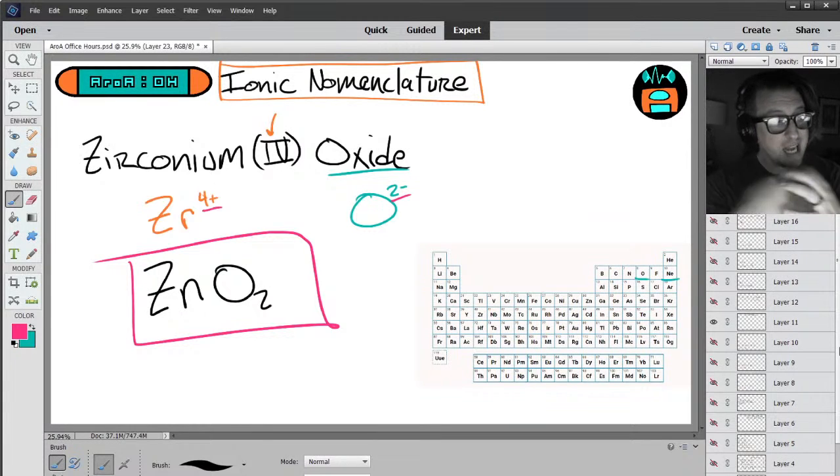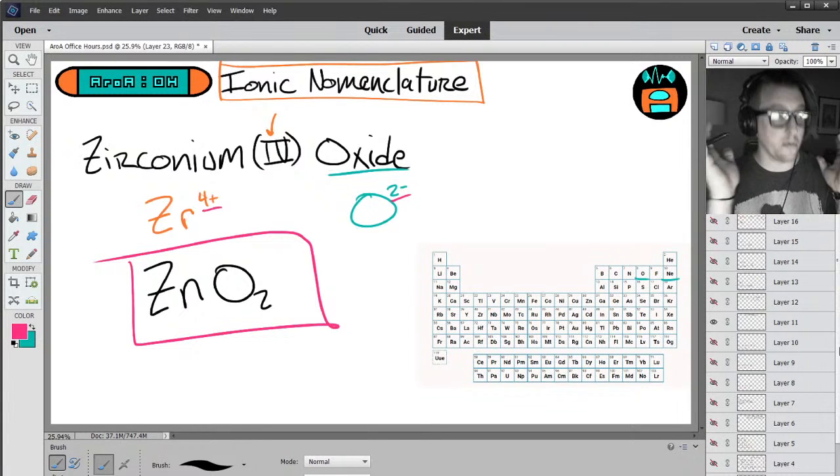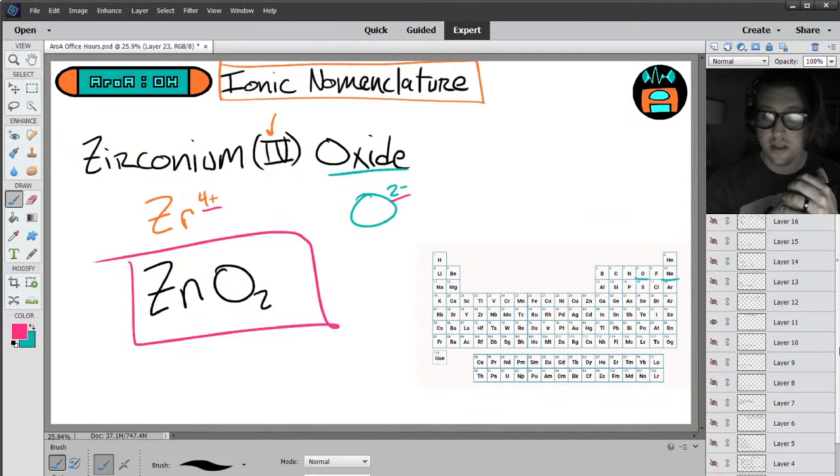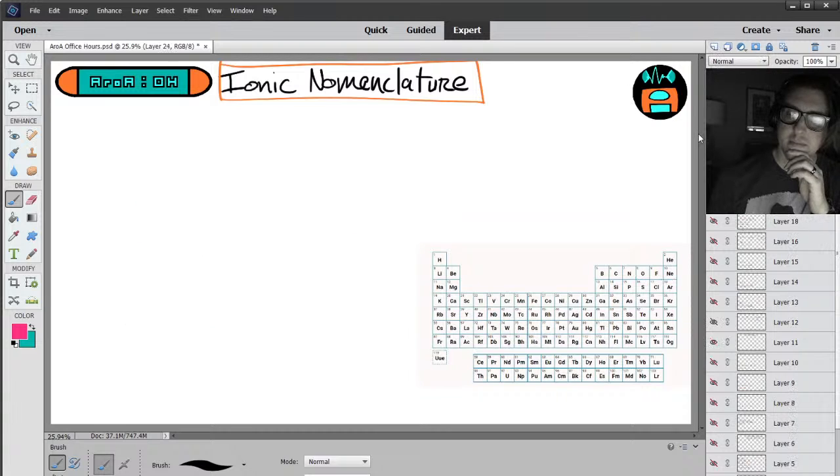Now, this method, as we've seen, it's totally fine. It's a little less work when you are given a name and asked to write the formula, because for main group metals, you had to determine the charge from the periodic table, and for these transition metals, you're explicitly given the charge. Now, if we start doing these problems in reverse, you'll see that it actually takes a little more work.